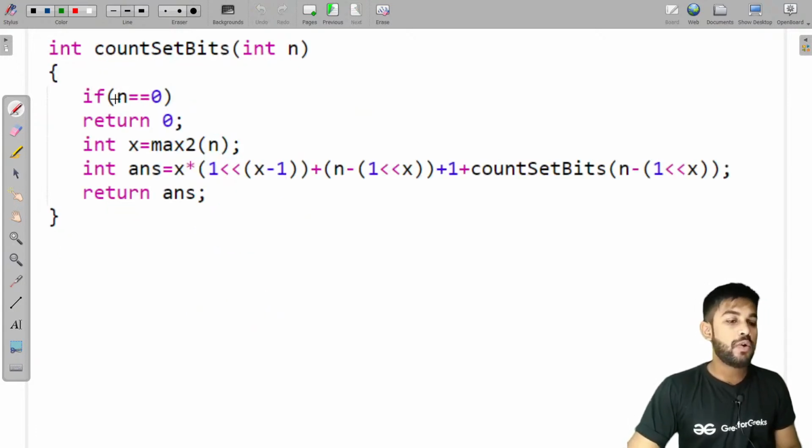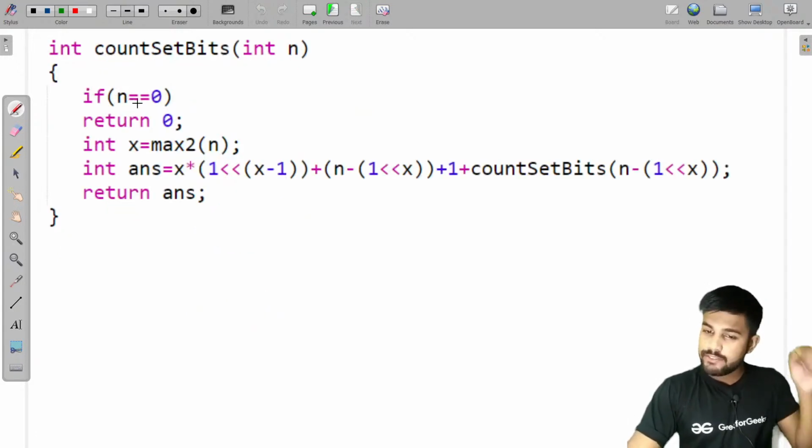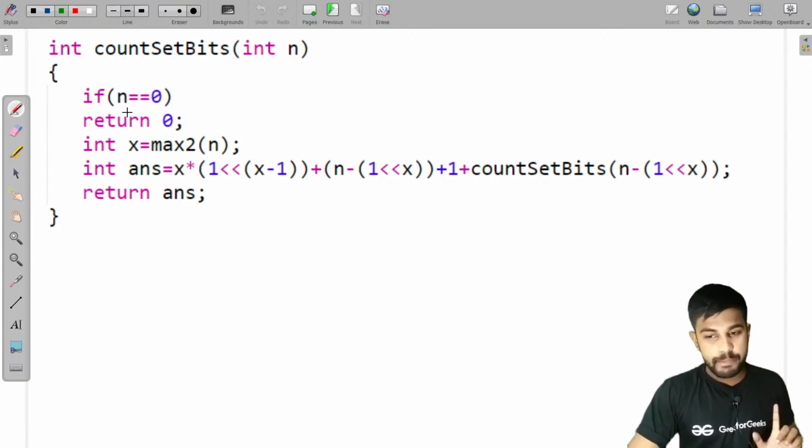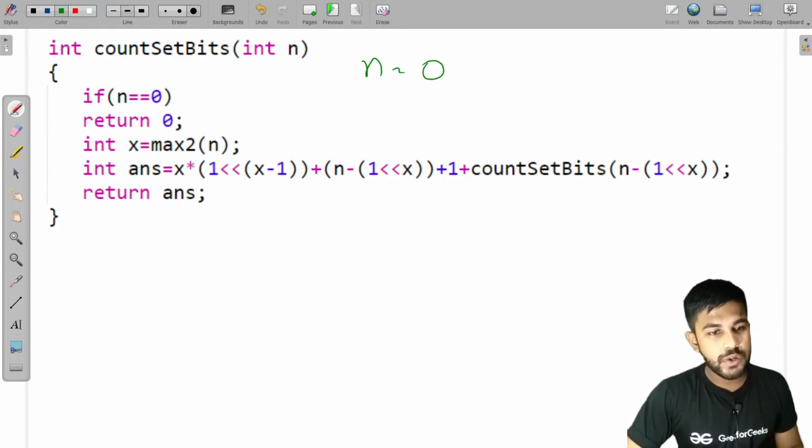And now we are doing it recursively. Whenever we want to solve any problem recursively, we need a base case. What is the base case? If n is equal to 0, return 0. Why? Because it has no set bits.